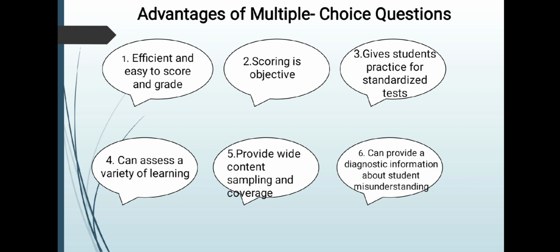First is efficient and easy to score. Whether using a machine answer key or even digital platforms, scoring can be done quickly and consistently. This efficiency benefits large classes and standardized settings where time and consistency matter. Second is scoring is objective. The objectivity of scoring is also critical. Why? Since the answers are predetermined, scoring is not influenced by teacher bias or interpretation. Every student is evaluated using the same standard, which supports fairness and transparency in assessment.